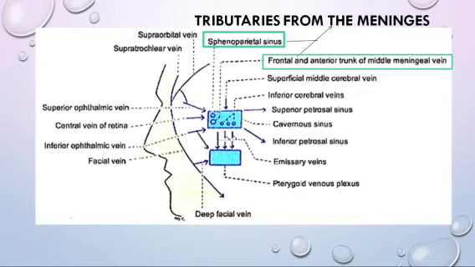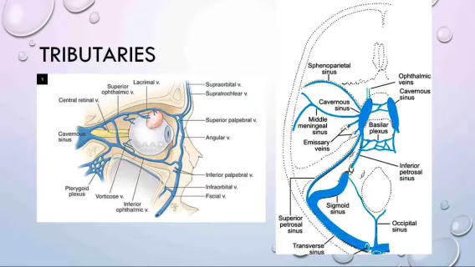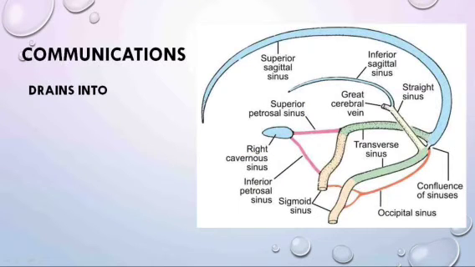Now you can see the superior ophthalmic vein and the inferior ophthalmic vein here. It communicates with the cavernous sinus. And you can see the other vein communicating with the cavernous sinus here, the sphenoparietal sinus. Okay, so now we'll go on to the communications.